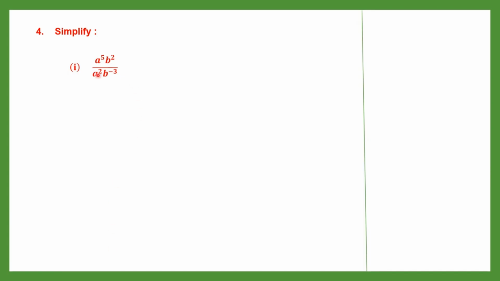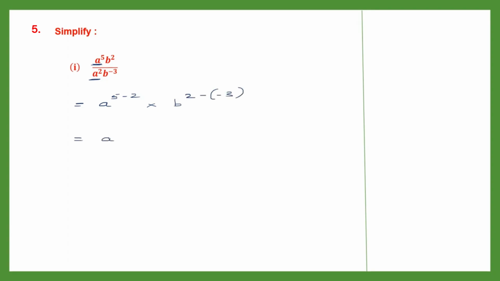Simplify. Now here we have a to the power of 5, b to the power of 2, divided by a to the power of 2 and b to the power of minus 3. When the base is the same and it is division, we can subtract the powers. So here we can write this as a to the power of 5 minus 2. We are working only on this and this. So a to the power of 5 minus 2, because the base is the same, we are subtracting the powers, into b to the power of 2 minus the other power below that, and that is already minus 3. So we write it like this.